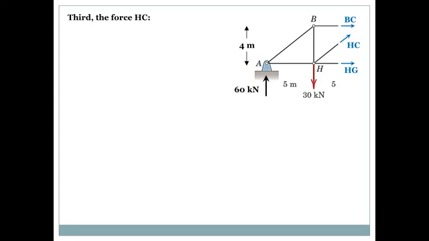Unfortunately for the inclined members, it's kind of difficult to find the force in these members directly without having help from the other two forces that you found earlier. So we're going to assume that BC and HG are correct, and we're going to use the other equilibrium equations, which are the summation of the forces in the X and the summation of the forces in the Y direction.